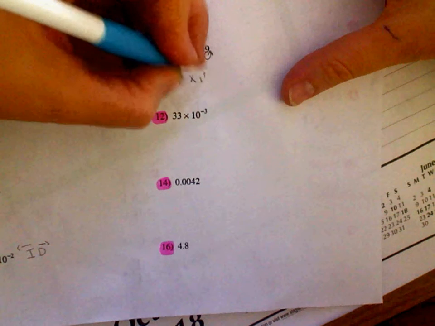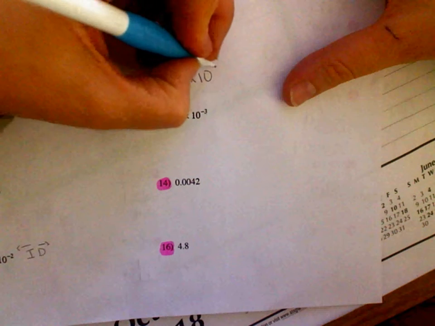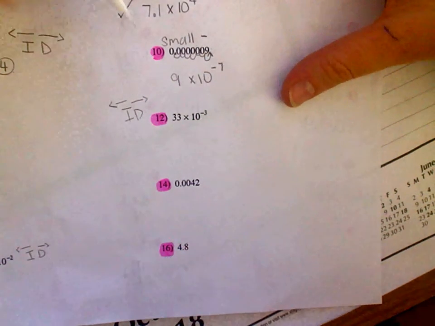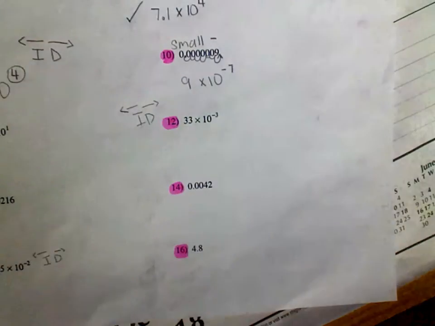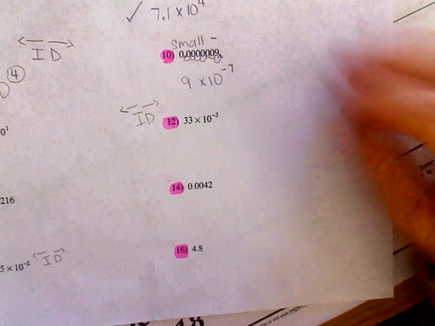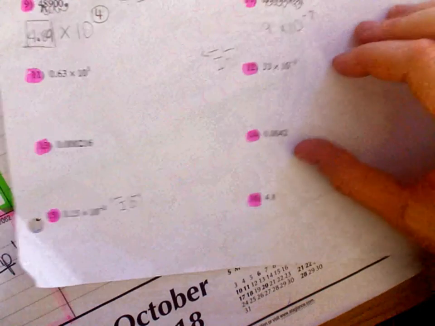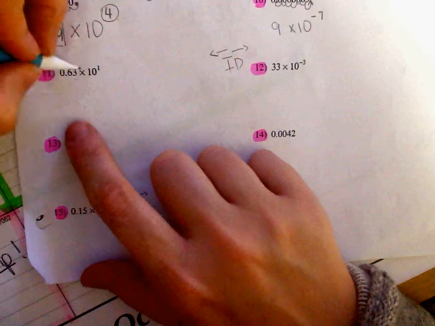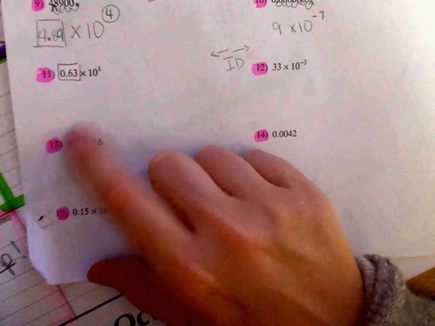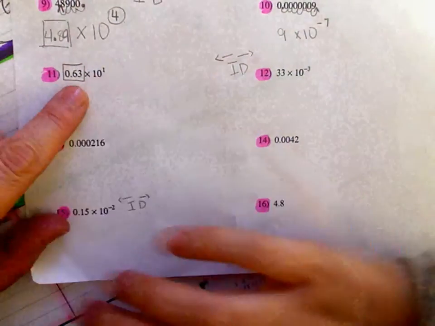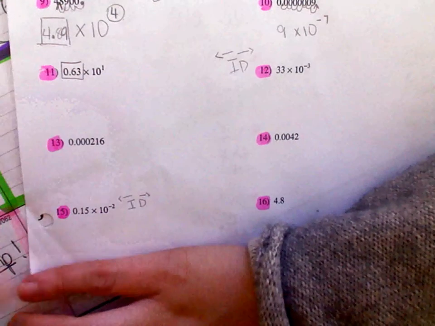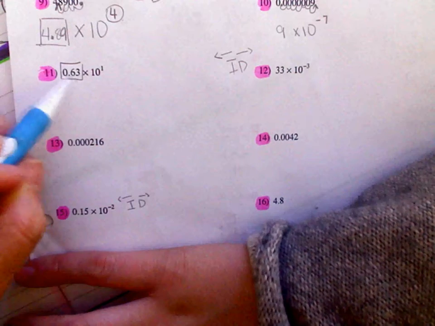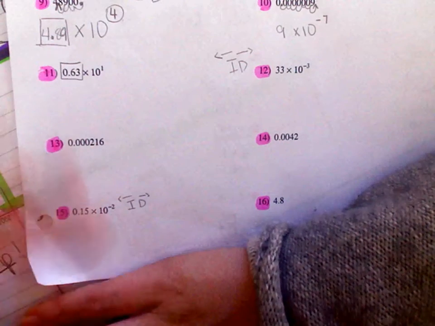Okay. Number 11. Number 11 is written in scientific notation, but it's not written correctly, meaning this decimal number is not between 1 and 10. So we need to move the decimal to make it a number that's between 1 and 10. Right now it says 0.63. I'm going to change it to make it 6.3. So I'm going to move the decimal here.